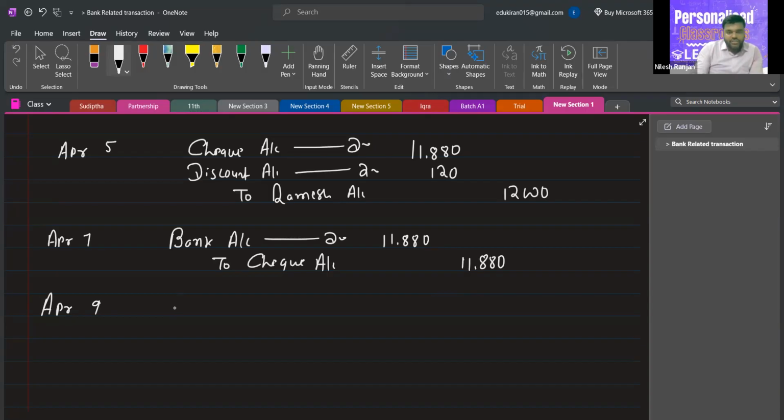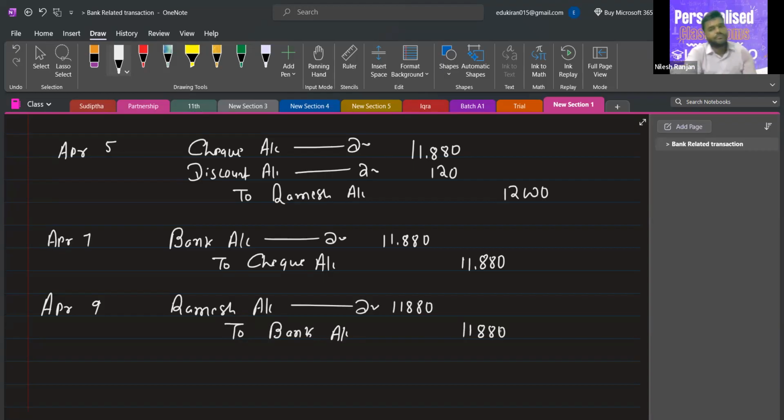So Ramesh's check is dishonored, so we will write Ramesh's account on the debit side. When we received the check, it was on the credit side. So when it is dishonored, it will be written on the debit side. So Ramesh account debit to bank. It is 11,880.